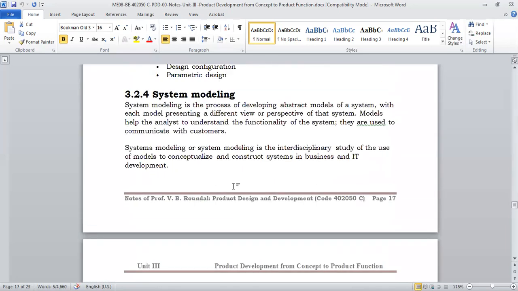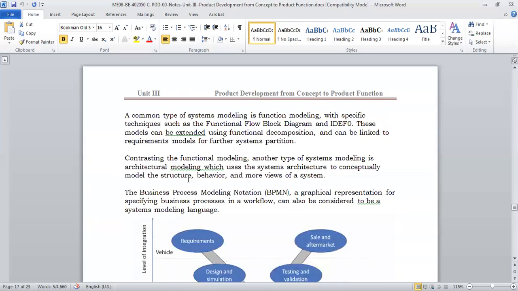Basically, in this modeling we will have abstract models of the system. Like of the water system we are going to develop, we will create abstract models of the system, and each model will give you various views. Means for the same system, different models will give you different views, and we will look at it as per the perspective. It will help us to identify the functionality of the system, and we will be able to connect it with the customers. Now, it is an interdisciplinary study of the use of models to conceptualize and construct systems, in business development and IT.